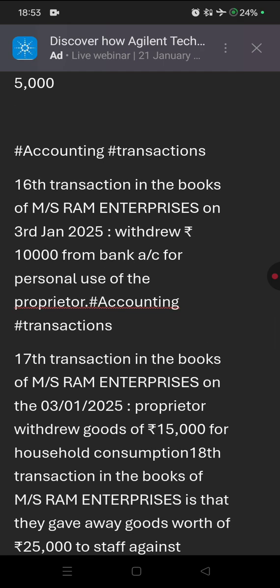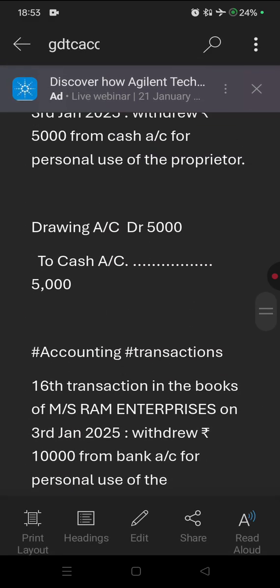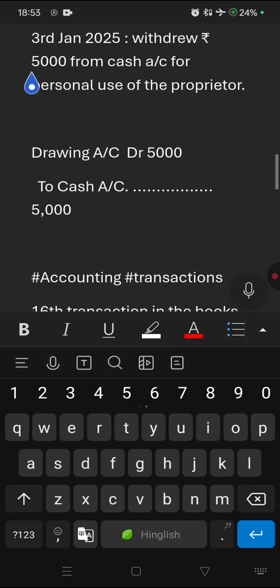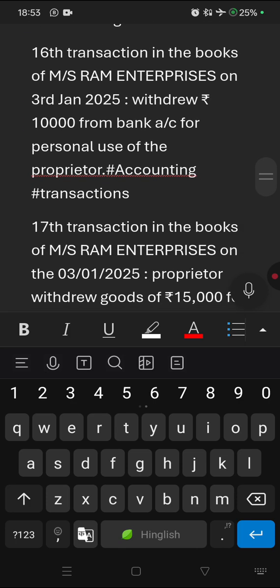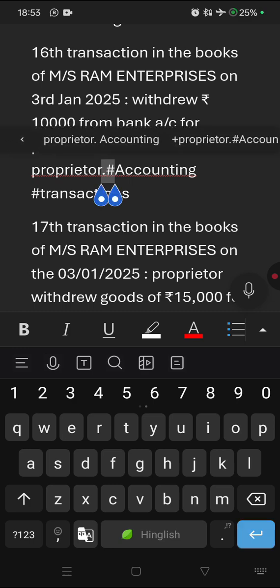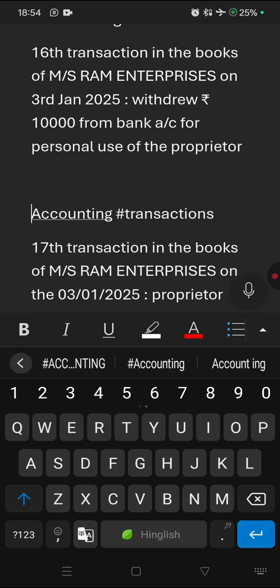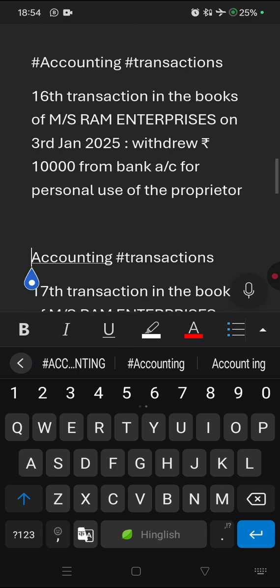The 16th transaction here is in the books of Mrs. Ram Enterprises on 3rd Jan 2025: Withdrew rupees 10,000 from bank account for personal use of the proprietor. So in this transaction, the accounts involved are, first of all, the drawing account.